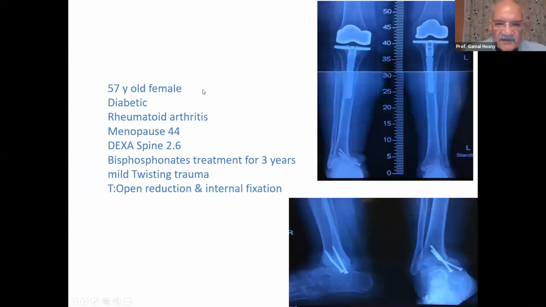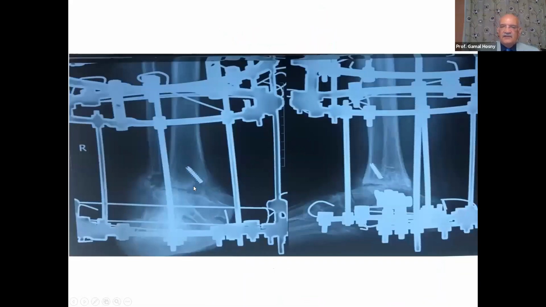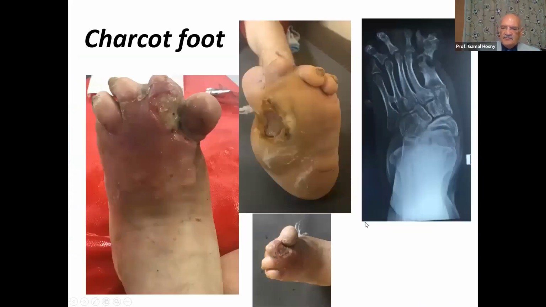Again, a 57 years old female, diabetic with controlled diabetes, rheumatoid arthritis. She had total knee replacement on both sides. She has a DEXA, she's osteoporotic. She was on treatment with bisphosphonates. She was treated by overreduction and internal fixation, ended up with Charcot joint and severe deformity. You see here severe deformity. Again, arthrodesis in the frame, and it ended up with union.